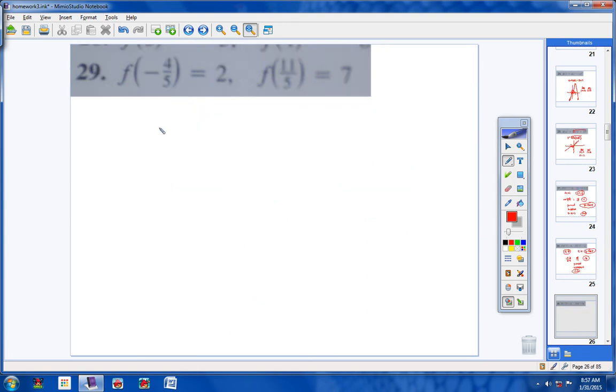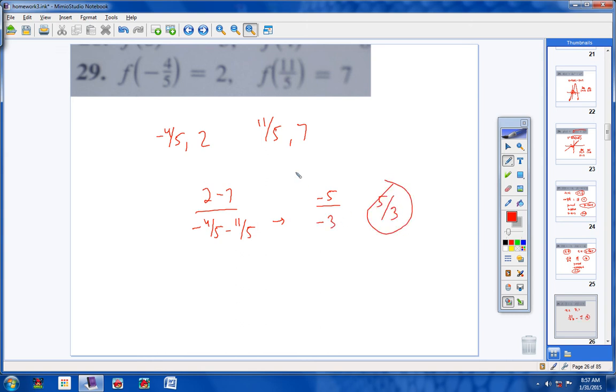Number 29, we have -4/5, 2 and 11/5, 7. So y minus y over x minus x would give you negative 5 over, let's see, negative 15 over 5. That would be a negative 3. So I'm getting a positive 5/3 for my slope, okay?